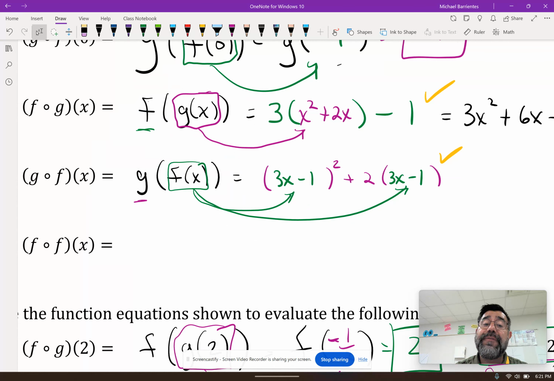Composition is about an inner function and an outer function. We're going to put the inside function wherever we see a variable on the outside function. Let's do it one more time. F composed with f at x.